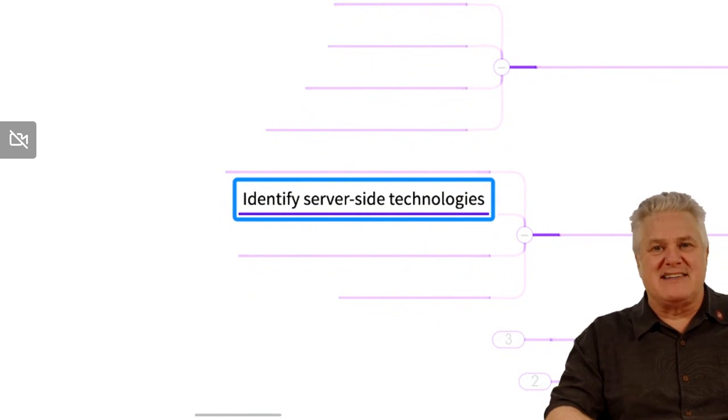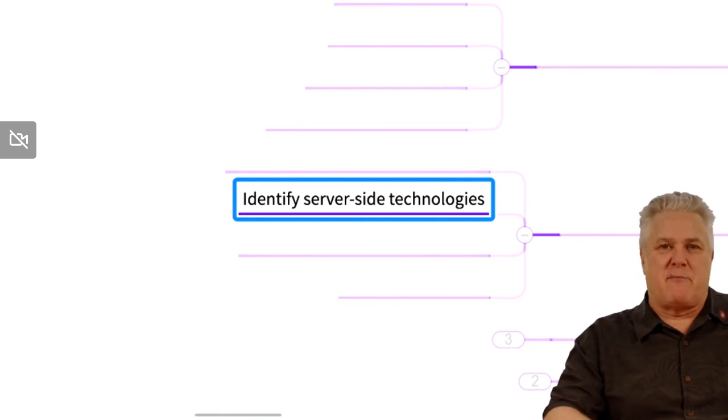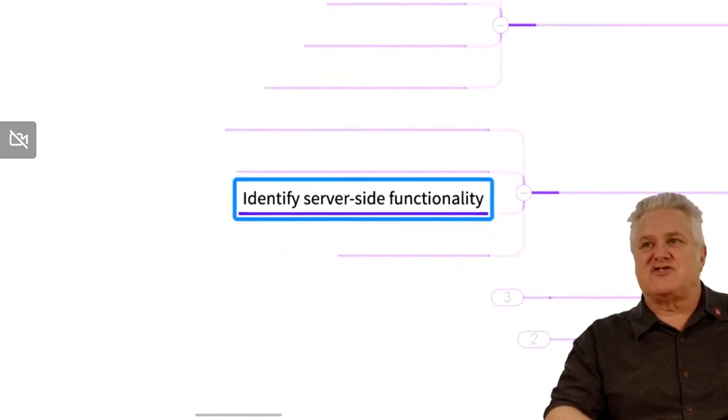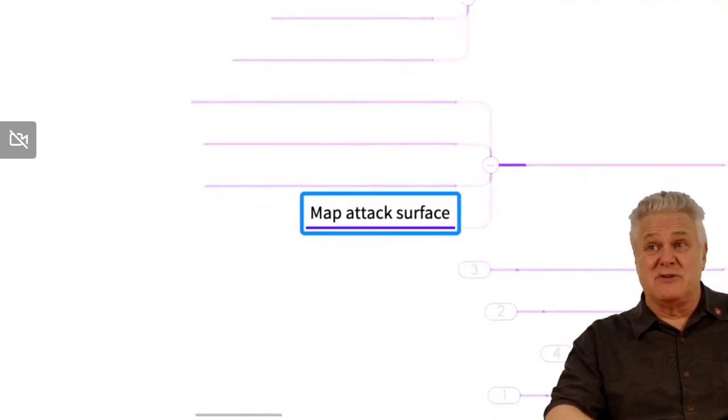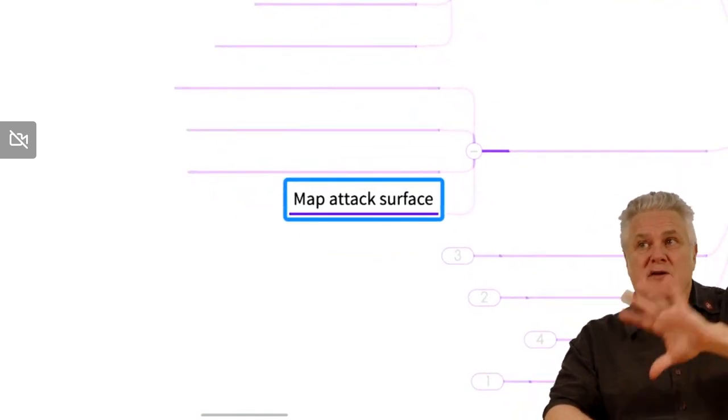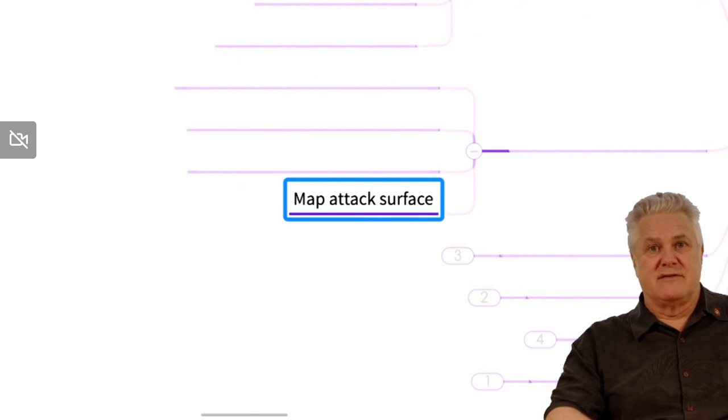Identify the server-side technologies that they're using. So in my case, that one site that we were looking at was Active Server Pages. Identify the server-side functionality. What is enabled, what is disabled, and then map all of that attack surface.